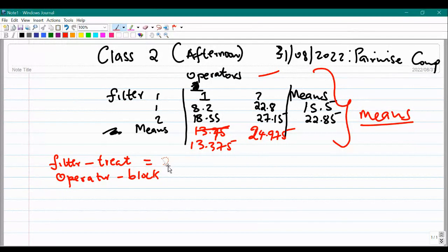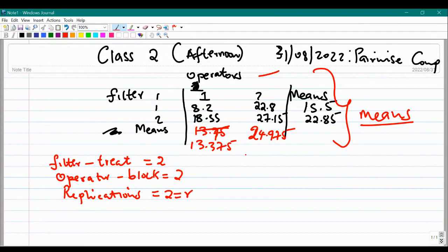How many replications do you have? For the treatment, we have 2. In blocks, two. Replications, how many replications do we have? 2, which is R. You can go and check it, my brother.